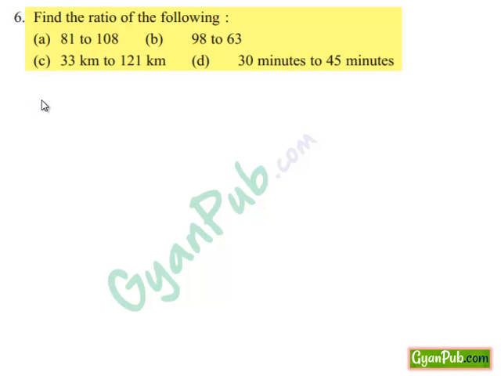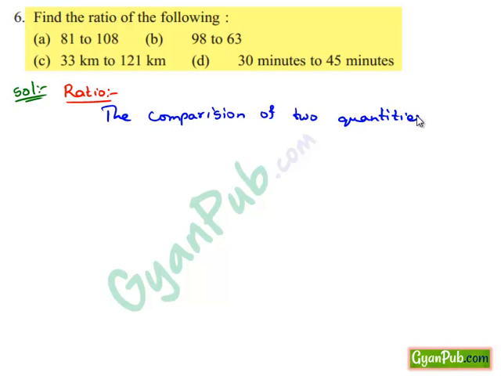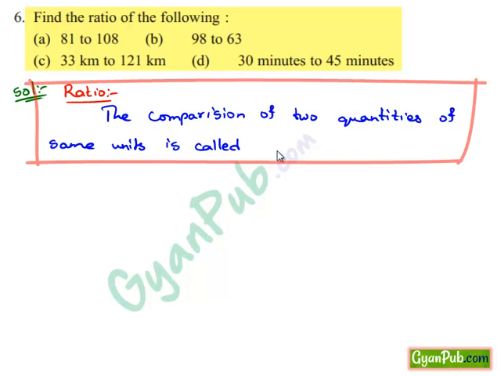Moving on to the sixth question, find the ratio of the following. Let's do the solution. First, we should know what is meant by ratio. The comparison of two quantities of same units is called ratio.